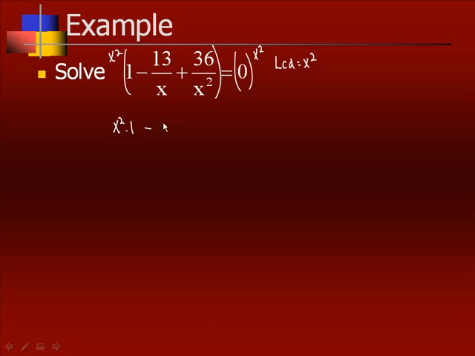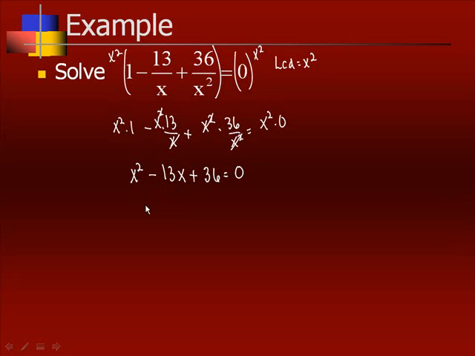So we get x squared times 1, minus x squared times 13 over x, plus x squared times 36 over x squared, equals the other side, x squared times 0. So we get x squared minus, second term, this x will cancel with the square, so we get 13x. Other side, the x squareds cancel, and we get 36. Right side, we just get 0.